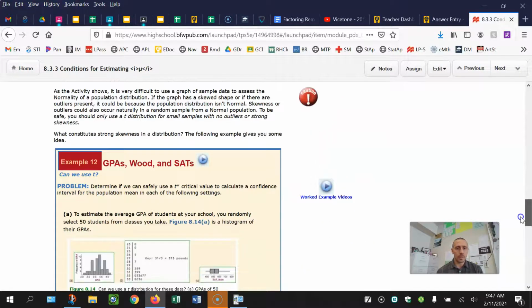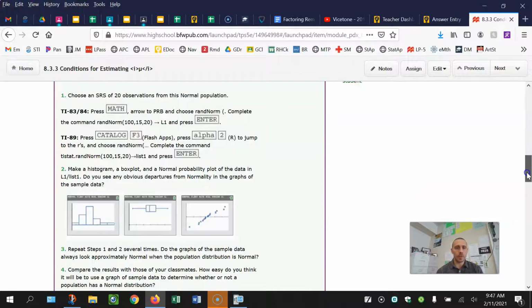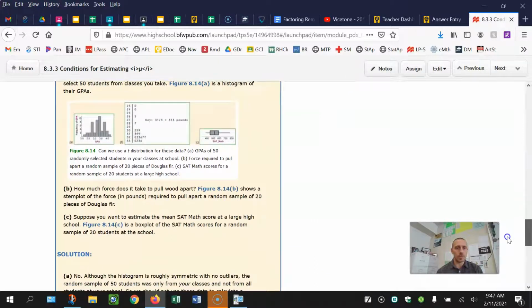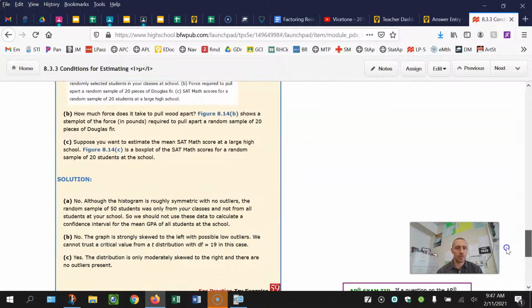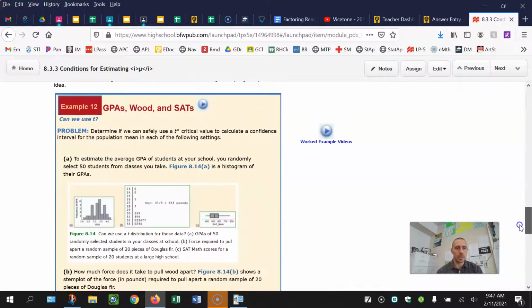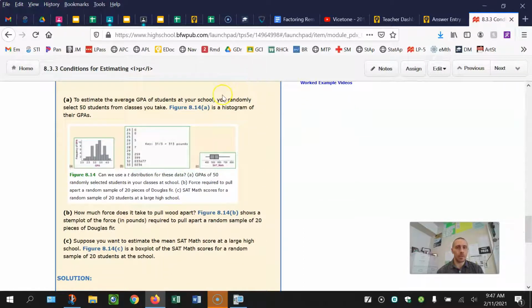All right. Sampling from a normal population. No. What we could do here is take a look at these 3 scenarios, and they ask, can we calculate a critical t value? Your conditions have to be met in order for that to be the case. Part A, random selection. 50. What else? Let me pause this real quick.